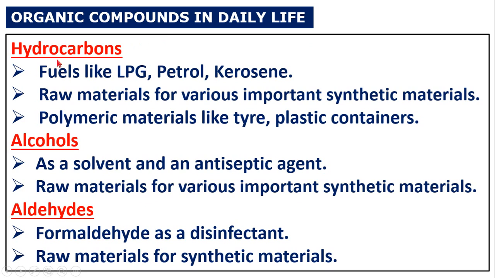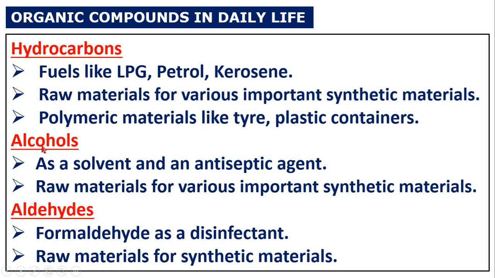Now come to the last topic, organic compounds in daily life. The first one, hydrocarbons. What are hydrocarbons? Organic compounds that are composed of only carbon and hydrogen atoms are called hydrocarbons. They include fuels like LPG, liquefied petroleum gas, petrol, and also kerosene. They are also the raw materials for various important synthetic materials, for example polyester, nylon, rayon, etc., and polymeric materials like tyres and plastic containers.